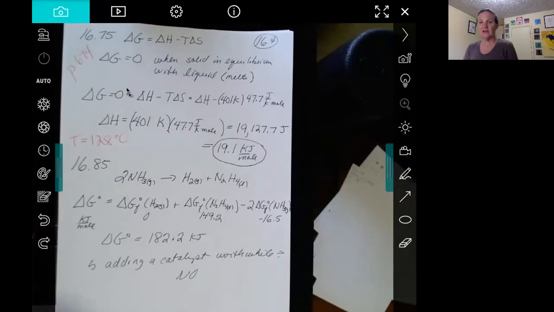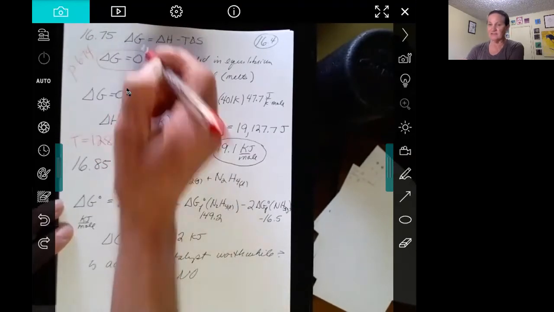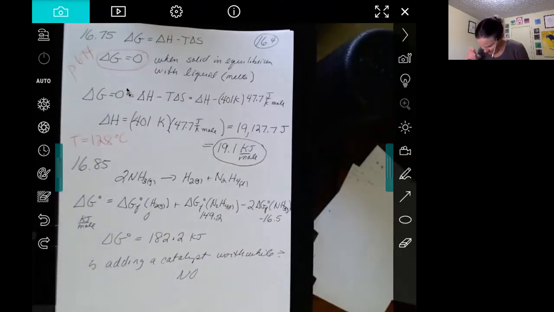So that's an important concept. Whenever they say something's melting, something's vaporizing, and the temperature at which that happens, that's the temperature at which the phases are in equilibrium. So delta G would be equal to 0. So let's look at 85 on page 675.